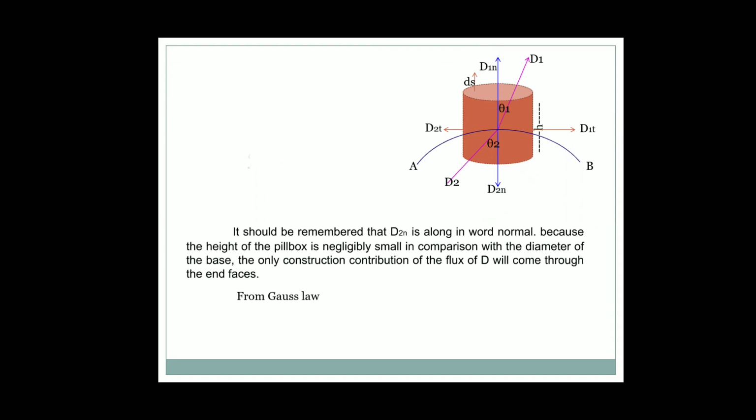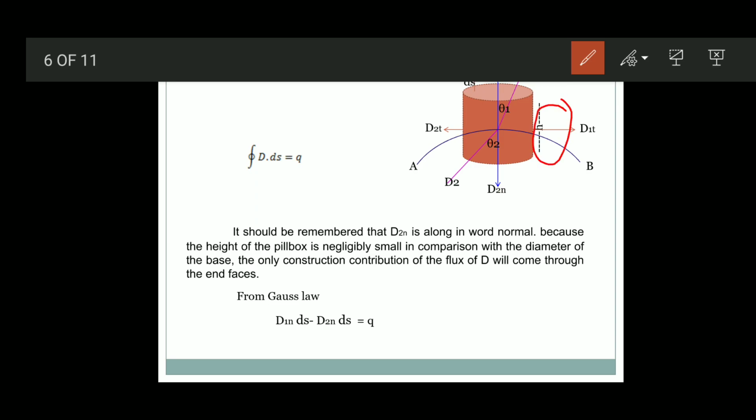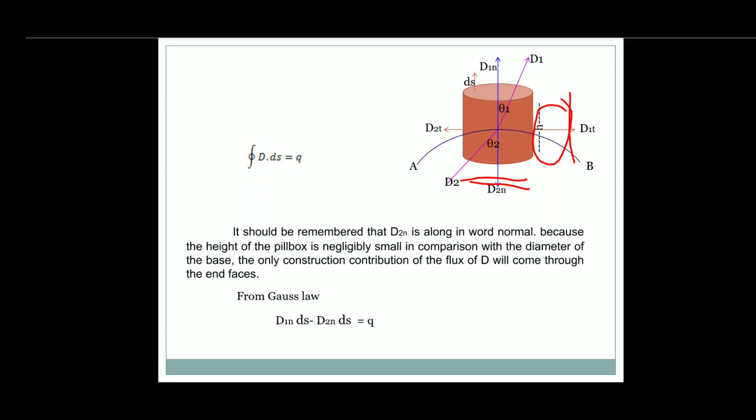So according to this diagram, according to Gauss law, the integral of D dot dS is equal to Q. From Gauss law, D1n dS minus D2n dS is equal to Q. Because the height of the pillbox is very small in comparison with the diameter or area of cross section of the pillbox, the height components are very small and can be neglected. So by integrating, D1n dS minus D2n dS is equal to Q.